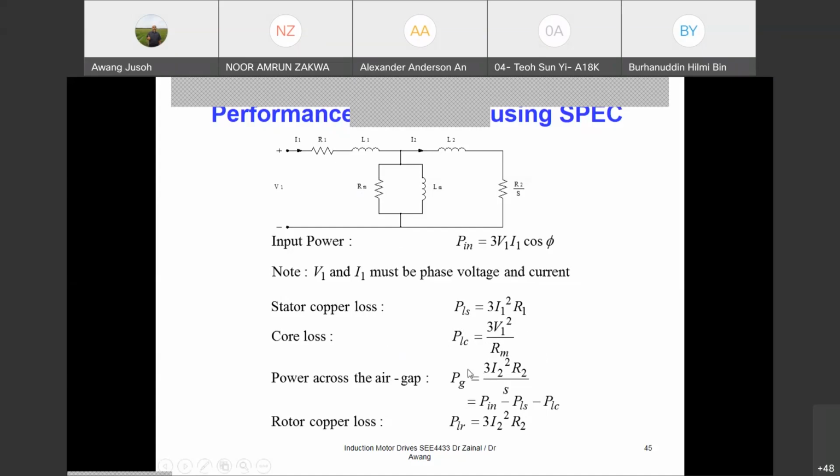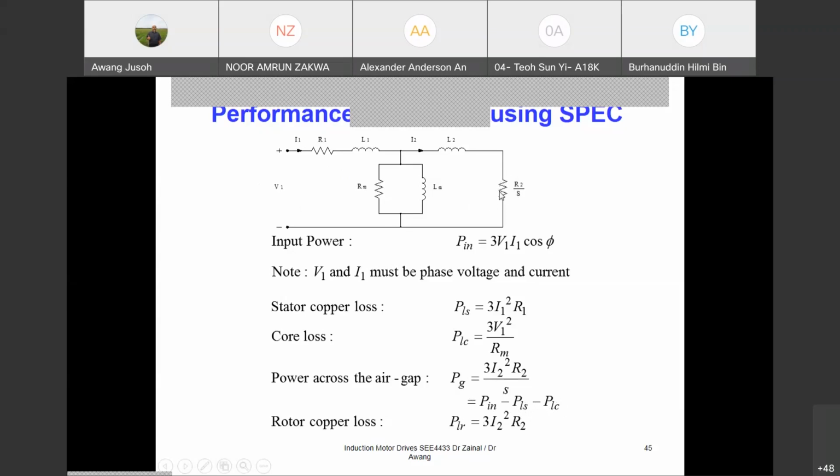Okay, core loss. So P gap, PAG or PG, same thing. PG equals I2 squared multiplied by R2 over S multiplied by 3. Same formula as before. PAG is the air gap power, the power that we transmit from the stator to the rotor through the air gap. It equals P in minus these two losses: P in minus losses across the stator and losses across RM, or core. That gives the PAG.